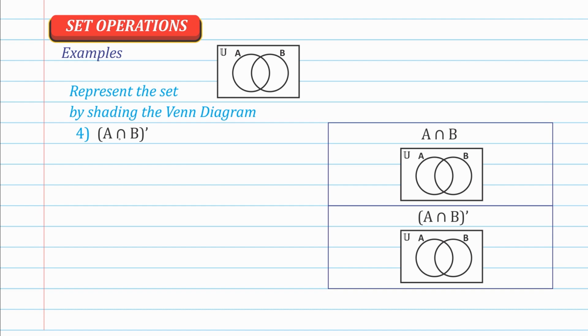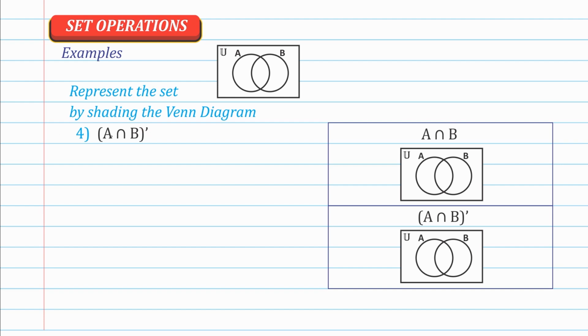Let's answer number 4 without even knowing the elements and shade (A intersection B) prime. Now, how do we do that? Step by step, let's shade each part of the set operation. This has a parenthesis, therefore, that means we have to get A intersection B first before getting the prime, or its complement. So, what we can do is ready our Venn diagram here.